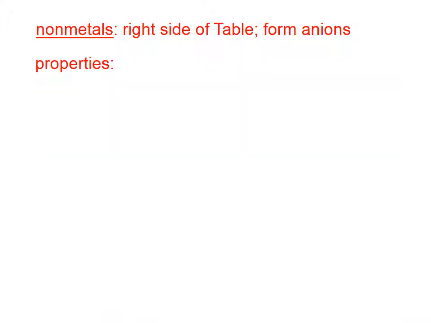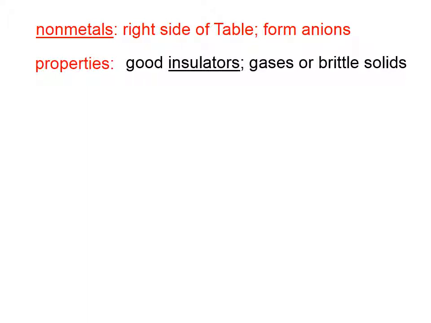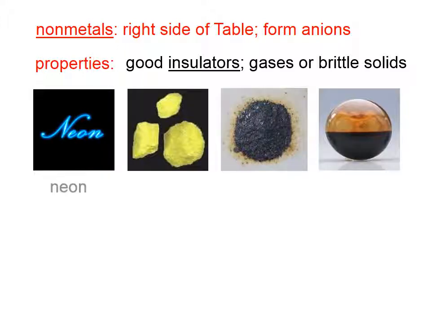Nonmetals, then, are on the right side of the table. They tend to form anions. Properties of nonmetals are that they tend to be good insulators, and in elemental form they tend to be gases or brittle solids, as opposed to metals, which you recall tend to be ductile or malleable solids. And metals at room temperature are never gases.